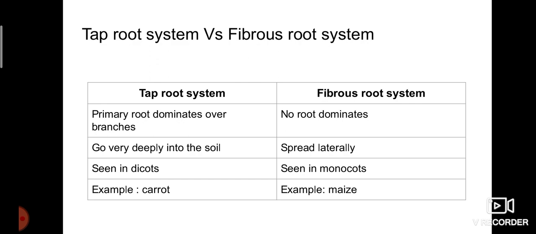But in fibrous, there is no main root. So all roots are lateral roots, so they can spread laterally, that is sidewise. The taproot system we can see in dicots. Di means two, cots means seed leaves. So we see taproot system in two seed leaves and fibrous root system in monocots, that is single seed leaf. An example for taproot system is carrot, and for fibrous root system is maize.